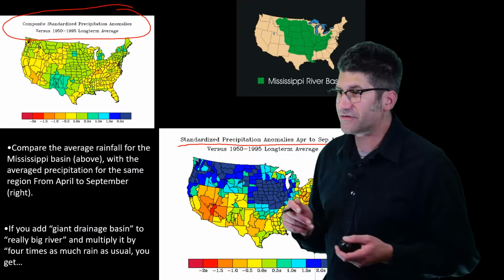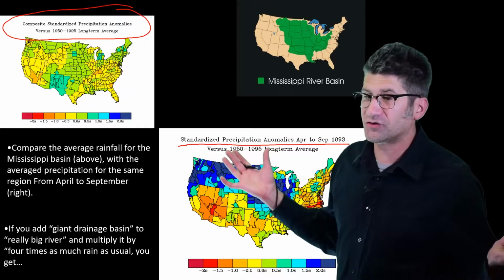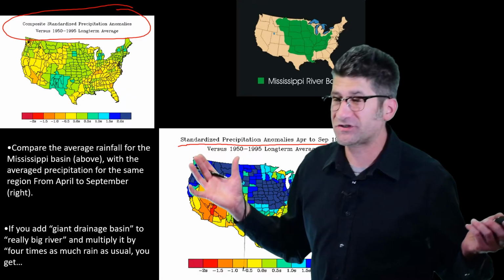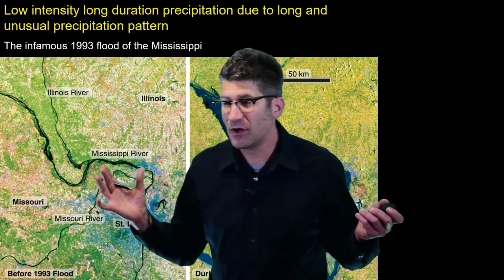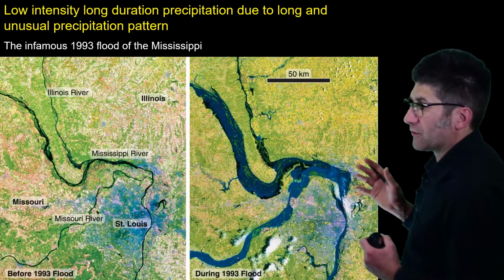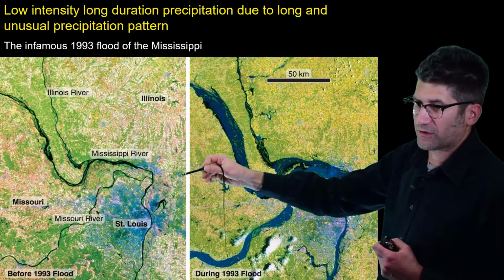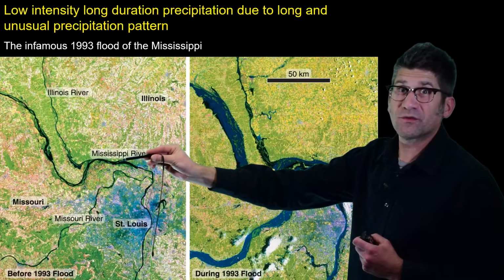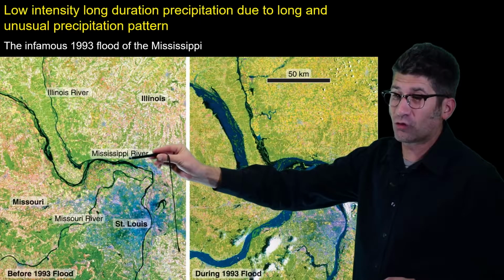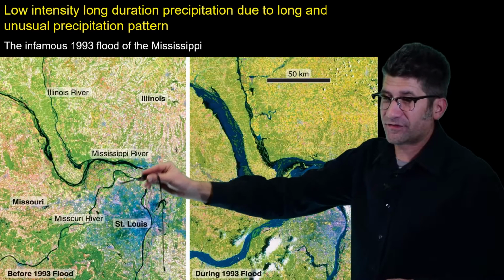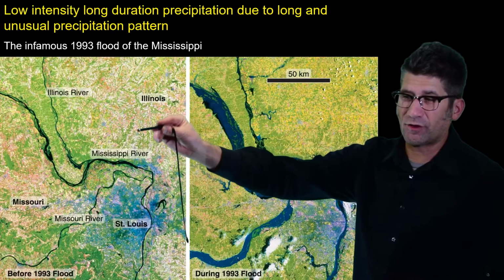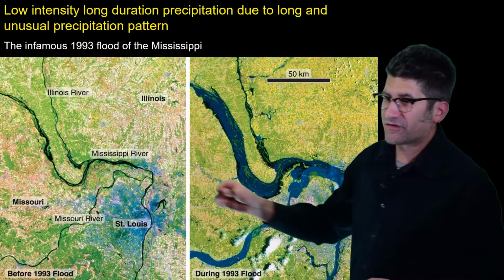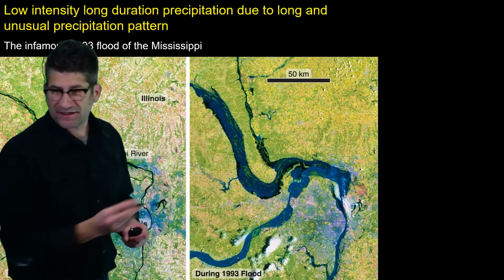And so when you add this together, a huge drainage basin, the largest drainage basin in the United States, with unusually wet conditions over that entire drainage basin, we end up with this. So what we're looking at here is the Mississippi River at the confluence with the Missouri and the Illinois River. This is what things normally look like. Okay, right? So here's the Missouri, Mississippi, and the Illinois River all coming together just north of St. Louis here. Here's what the Mississippi River looked like in 1993.